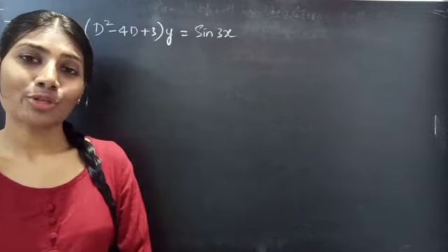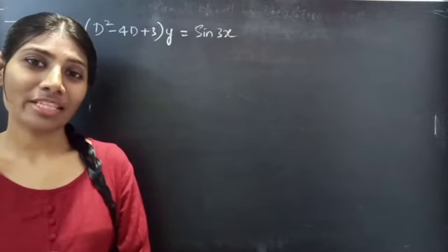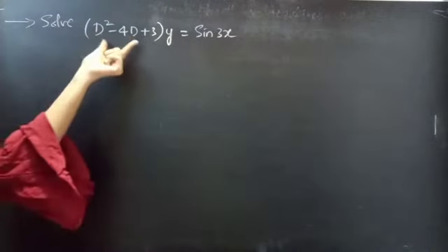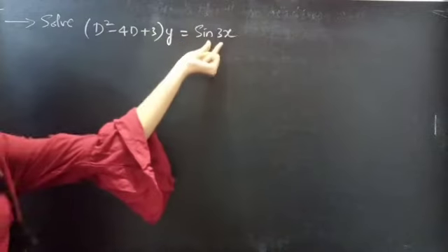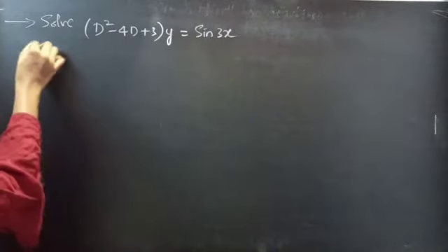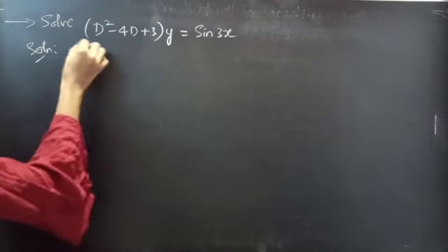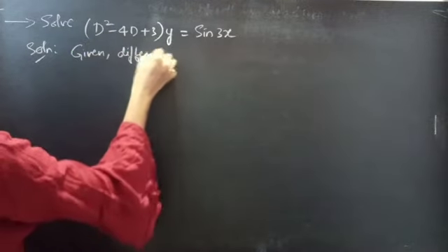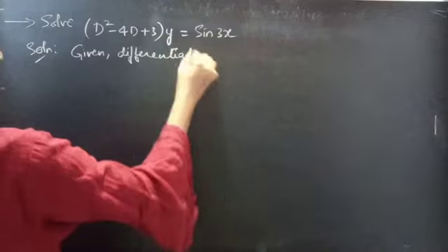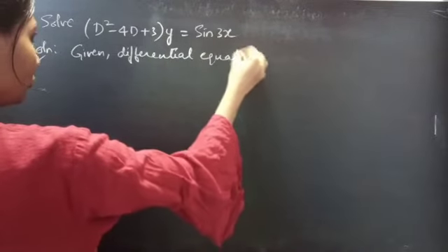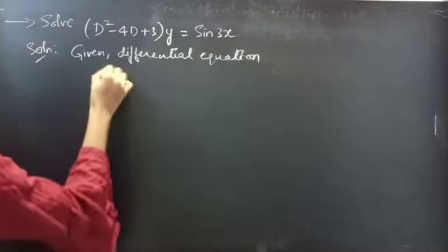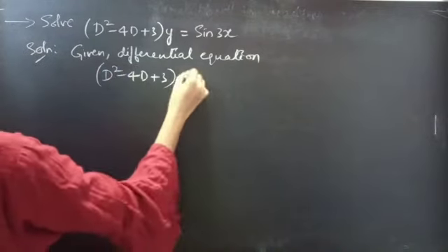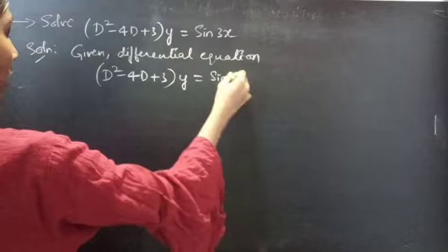In this video, we are going to solve a differential equation from higher order linear differential equation. So let's get going. Problem: solve d square minus 4d plus 3 into y equals to sine 3x. Solution: given differential equation, d square minus 4d plus 3 into y equals to sine 3x.